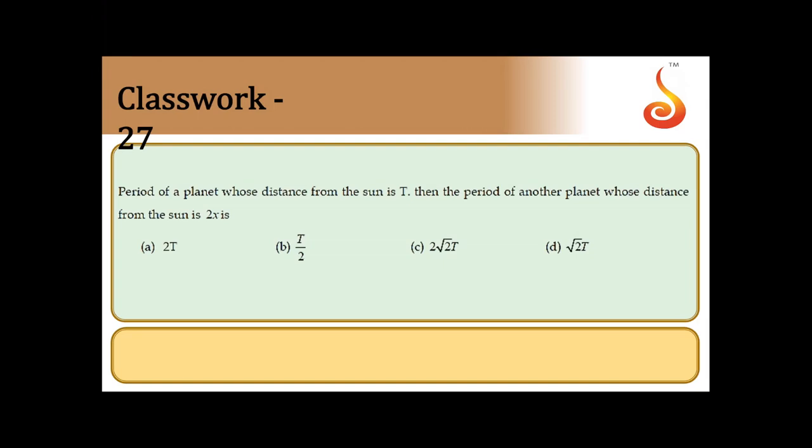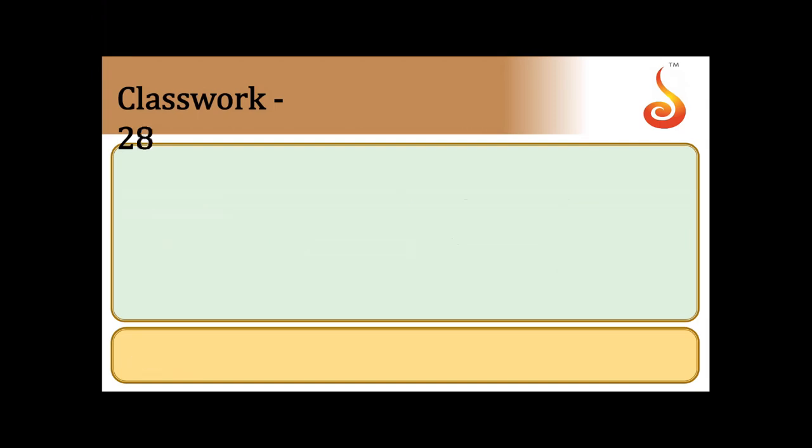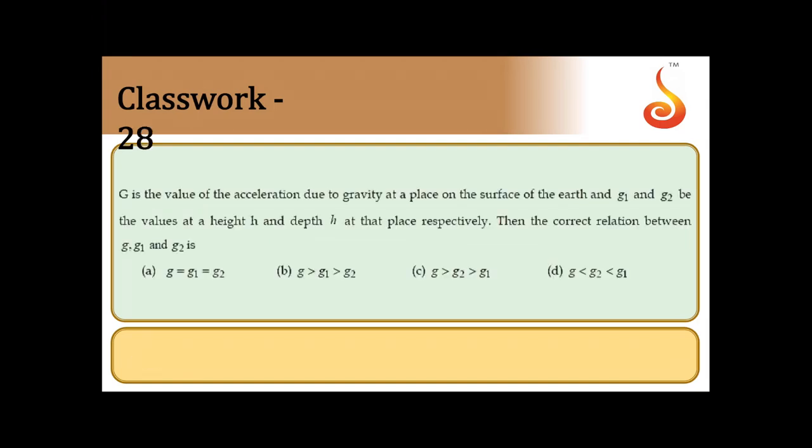Yes, we shall move on to next one. g is the value of acceleration due to gravity at a place on the surface of earth, and g1 and g2 be the values at height h and depth h at the place respectively. Then the correct relation between g, g1 and g2 is.